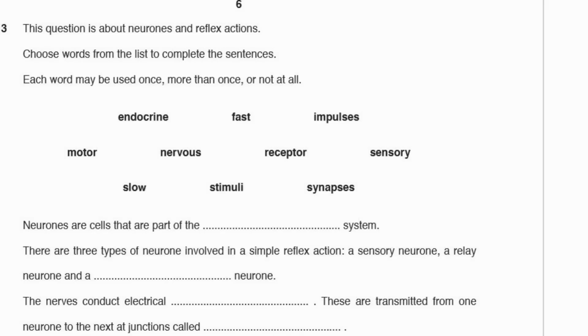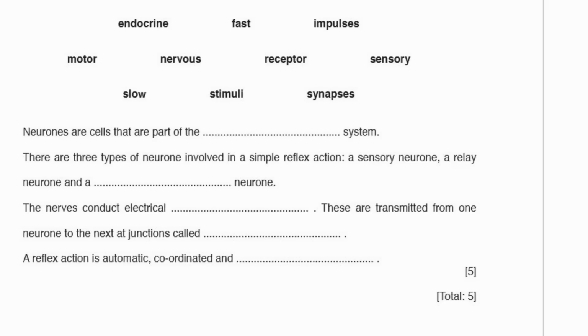Question 3. This question is about neurons and reflex actions. Choose words from the list to complete the sentences. Each word may be used once, more than once, or not at all. So neurons are cells that are part of the nervous system. There are 3 types of neuron involved in a simple reflex action: a sensory neuron, a relay neuron, and a motor neuron.